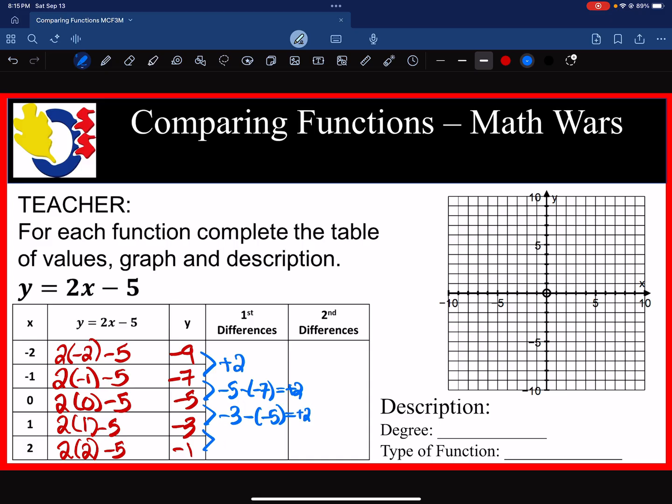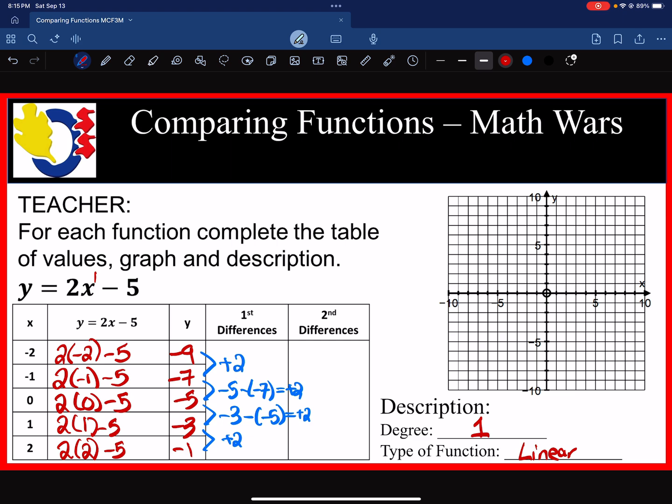Or you can just look at the pattern as we go down from negative 3 to negative 1, we've added 2. So since the first differences match and they're all plus 2, plus 2, plus 2, and plus 2, we can conclude that the function is linear. So then we look at the highest degree on the exponent, and a 1 is understood to be there, so the degree of this function is 1.